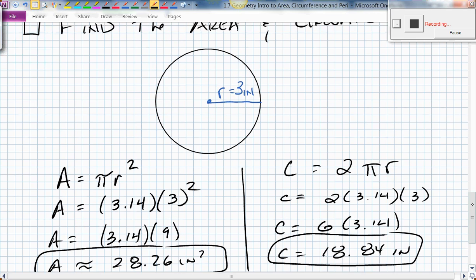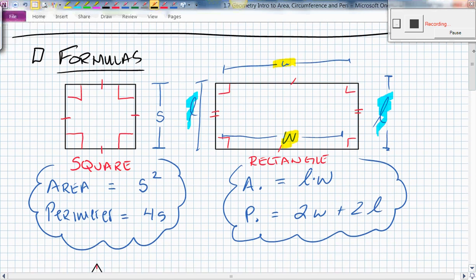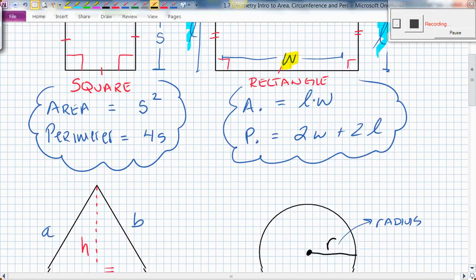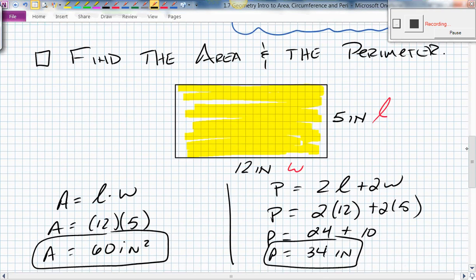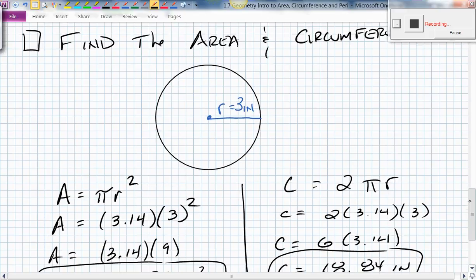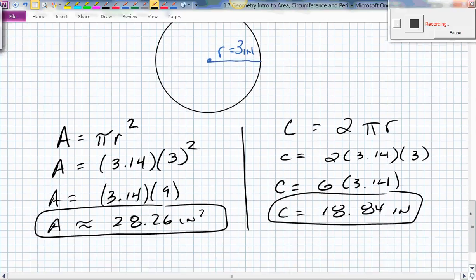Alright, that was the first lesson that we did today. So again, we have the formulas for the square, the rectangle, the triangle, and the circle, an example for area and perimeter for a rectangle, and an example for area and circumference for a circle.